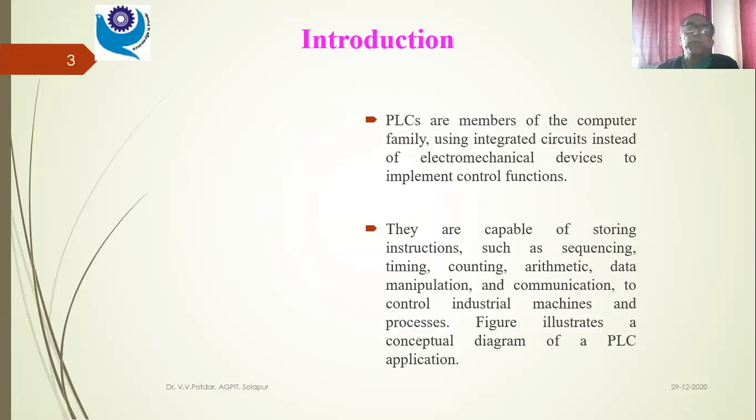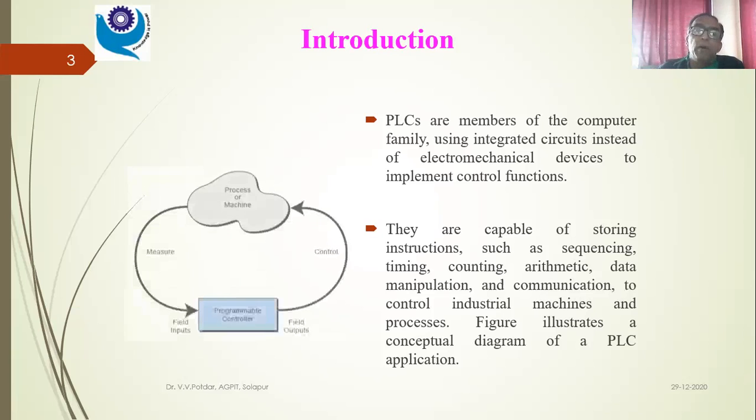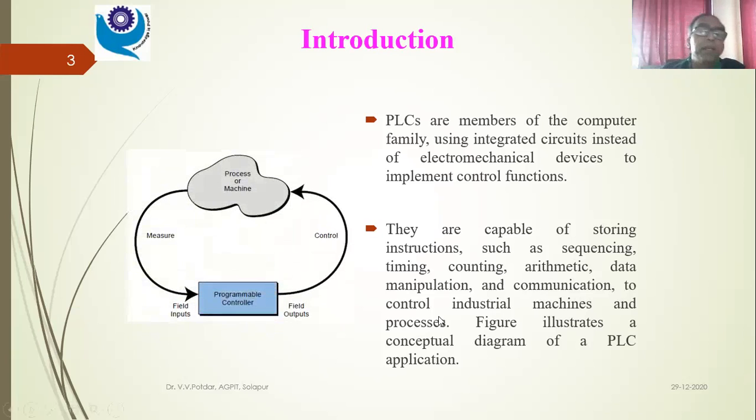PLCs are members of the computer family using integrated circuits instead of electromechanical devices to implement control functions. They are capable of storing instructions such as sequencing, timing, counting, arithmetic, data manipulation, and communication to control industrial machines and processes. This figure illustrates a conceptual diagram of a PLC application.